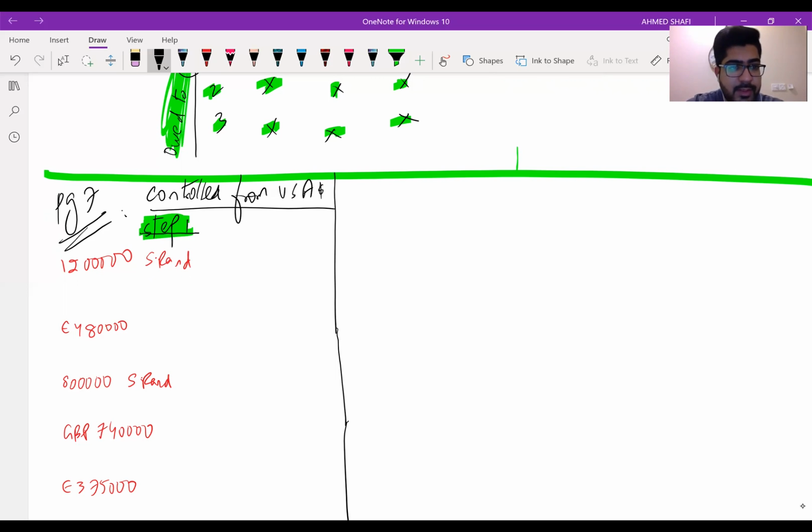Let's convert 1,200,000 South African rands into dollars. It's either through multiplication or division. What is the exchange rate? It's 6.126 South African rand per dollar. The parent, the controlling company, is in USA, so the currency is the US dollar. It's in the denominator, an indirect quote, so you will divide.